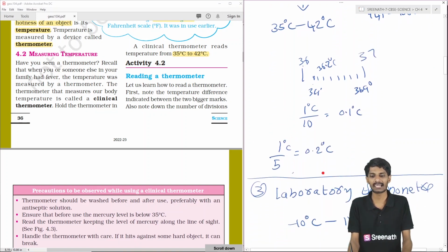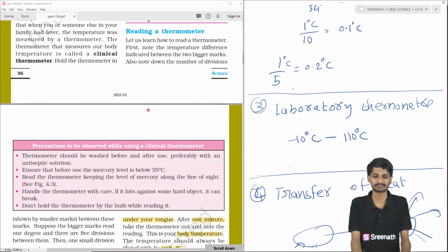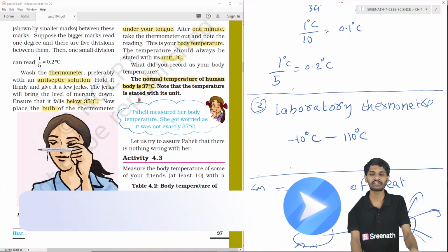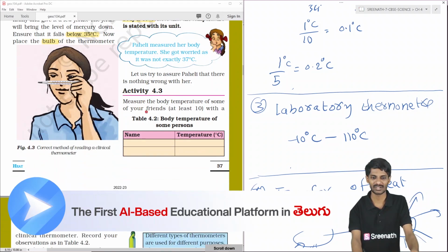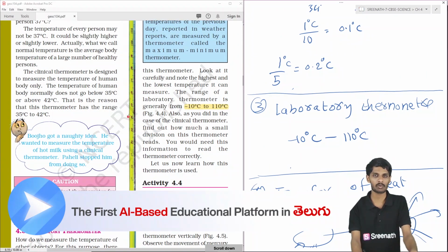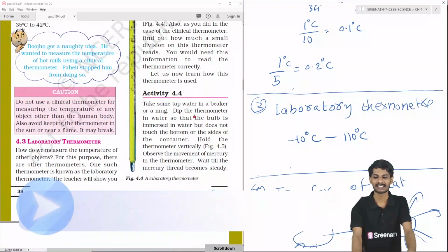So next thing is the laboratory thermometer, students. The normal temperature of a human body is 37 degrees Celsius, students. Okay, next thing is the laboratory thermometer. Using the laboratory thermometer we can measure from -10 degrees Celsius to 110 degrees Celsius, students.